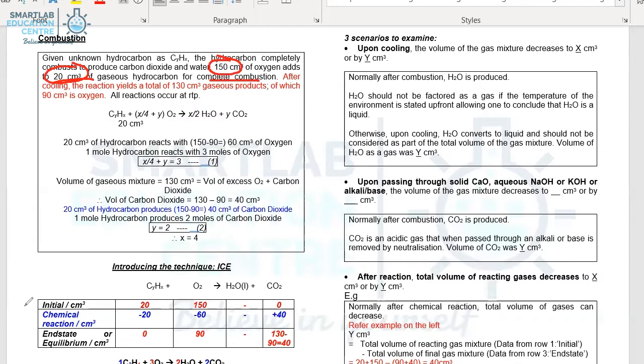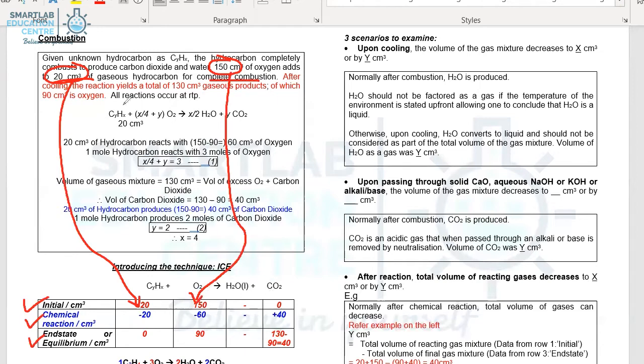So in the ICE table, the first row is the initial start state. And C is the chemical reactions that take place. And E is the end state or equilibrium. So hence the acronym ICE. So to apply that for these questions, the 20 cm³ hydrocarbon is the start state for your hydrocarbon. The 150 cm³ is the start state for oxygen.